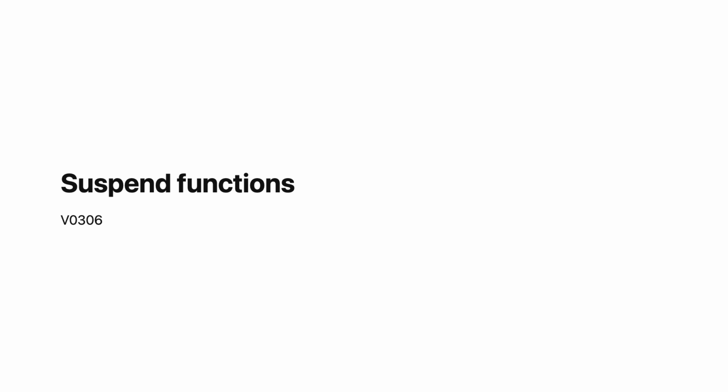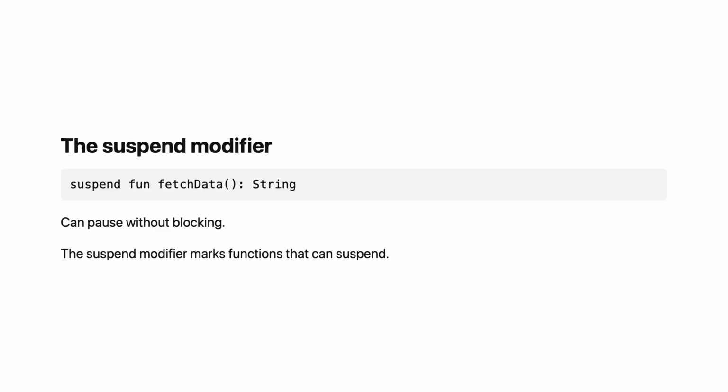The suspend modifier is a promise. It says this function might pause. The caller must be prepared for that. Any function can be marked suspend. The modifier does not change what the function does. It changes where and how it can be called. Suspend functions look like regular functions. They have parameters, return values, and bodies. The suspend modifier is the only difference.